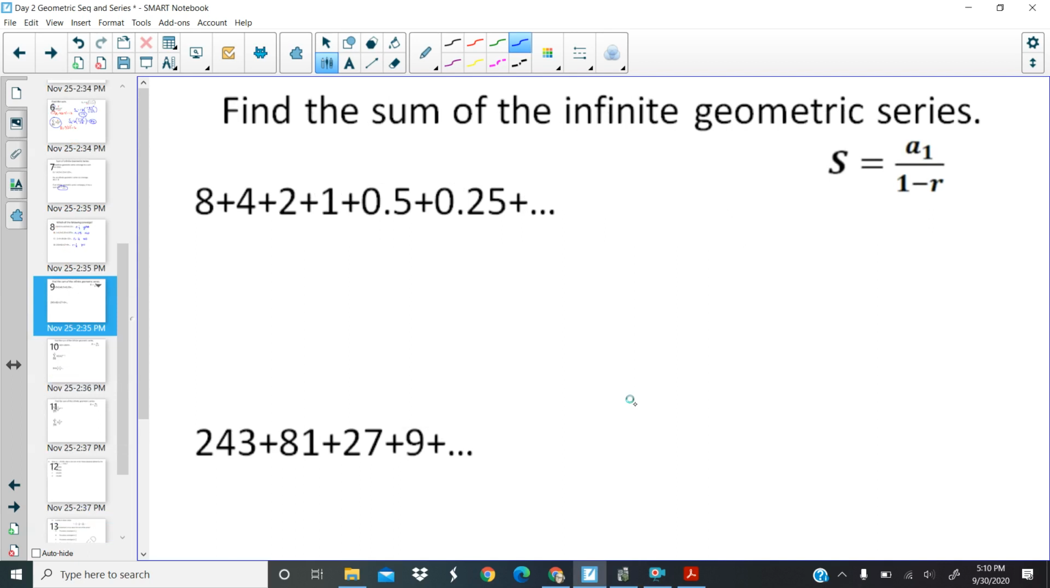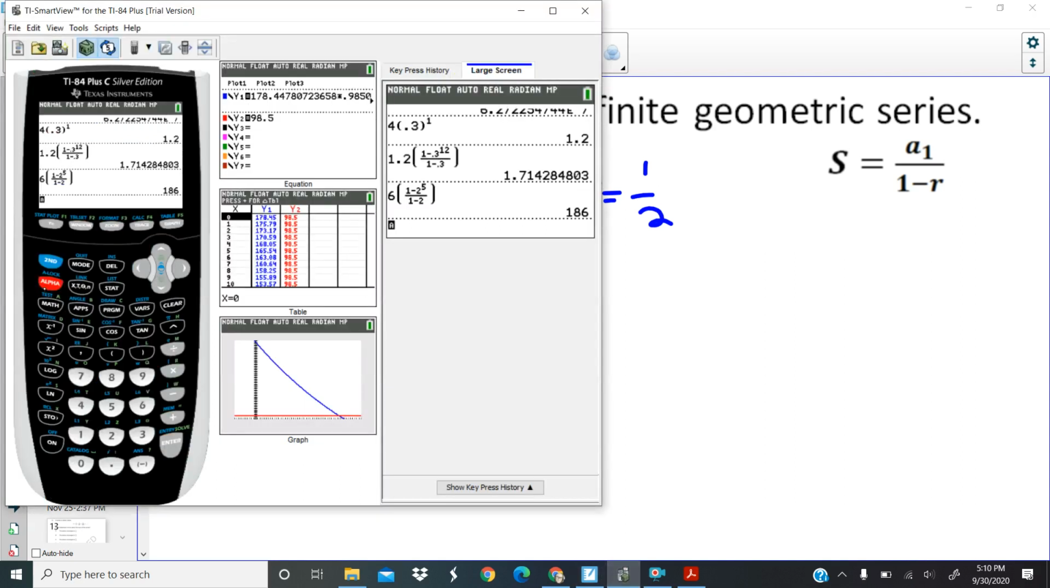So then these are the two examples from the previous slide that did converge. So on the first one, from 8 to 4 to 2 to 1 and so on, we had that our ratio was 1/2. So we want to find the sum of all of the numbers in that entire series. So we're going to have S equals the first term, which is 8, divided by 1 minus the common ratio, which is 1/2.